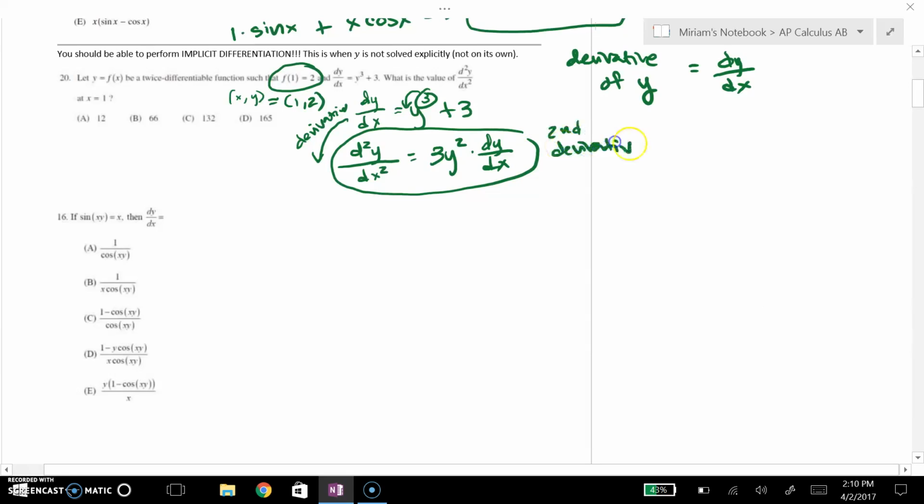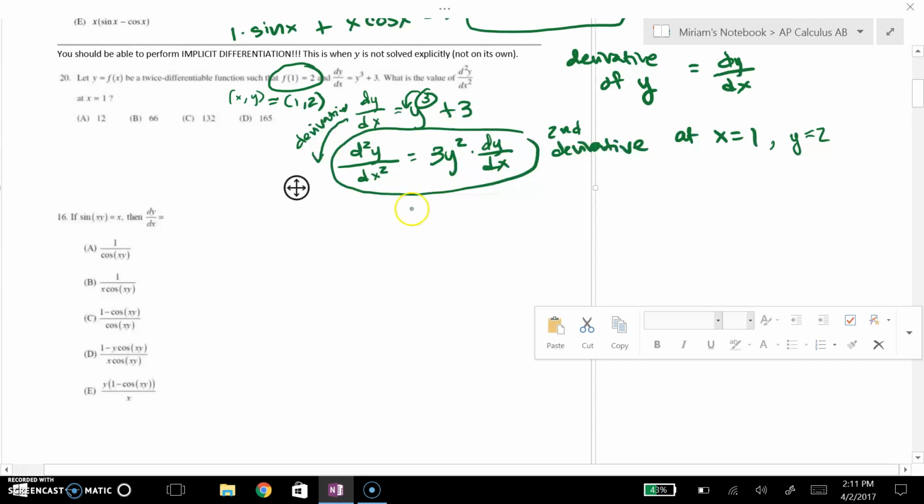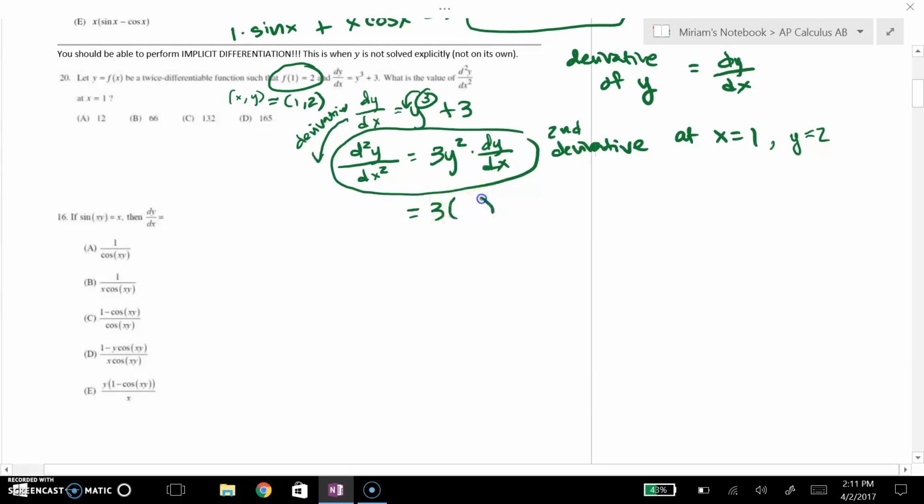Now we are not done because the question says, what is the value of the second derivative at x equals 1? A few things. We know that when x equals 1, y has to be 2. Take a moment to understand how I got this information and where I got this information. Okay, so now I can just see what I can plug in. I have 3. I need to plug in something for y, and I need to plug in something for dy over dx. Well, for y, I know it's 2, so I can just write 2.